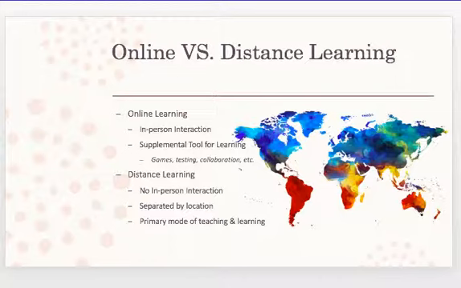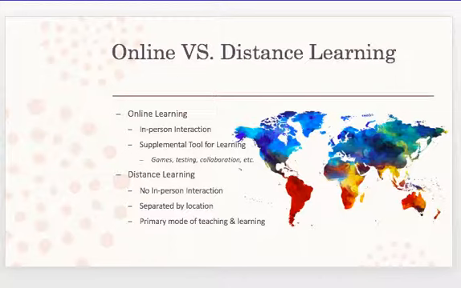Usually, with online learning, there is an in person interaction. The students and teachers are together, and online learning can be game-based learning. You can use online learning for testing, collaboration, research, all of these things that teachers can have their students do in a classroom. This is all considered online learning.